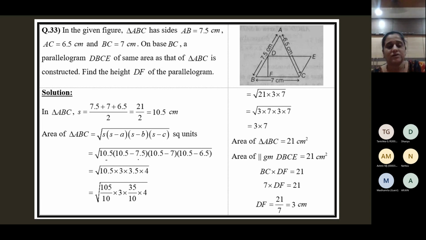See, after subtracting, we get 10.5 and 3.5 here. So I don't want to proceed with the decimal number, so I convert them to fractions: 105 by 10 and 35 by 10, and then cancel. 5 twos are 10, 5 sevens are 35. Then this 2 and 2 will get cancelled, so you're left with 21, 3, and 7. That's what you see here. Then I write 21 as 3 into 7. Again, another 3 and 7. So 3 into 7, 21.